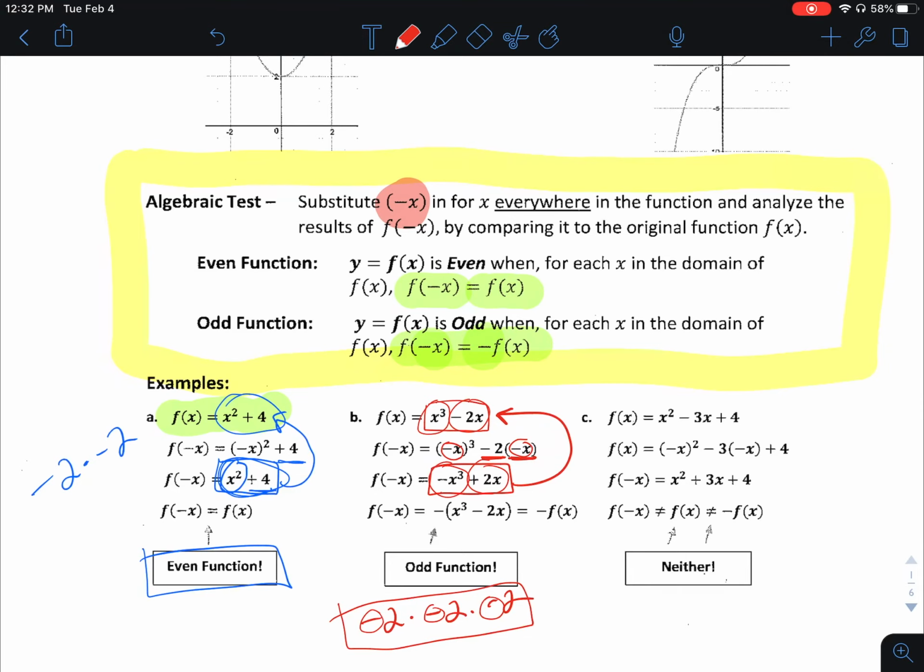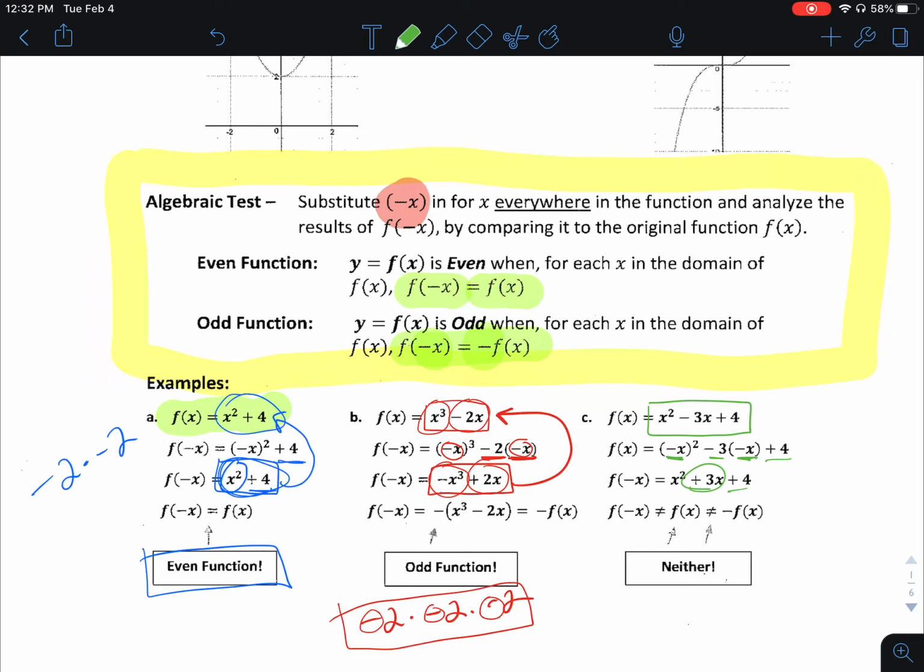All right, so then let's look at an example where it doesn't do either one of those two things, for even and odd. So here we have x squared minus 3x plus 4. We plug in a negative x for all of the x's that we see. Negative x squared, if it's to the second power, then it's going to turn positive. Negative 3 times a negative x turns into a positive 3x. And then the plus 4 just stays.